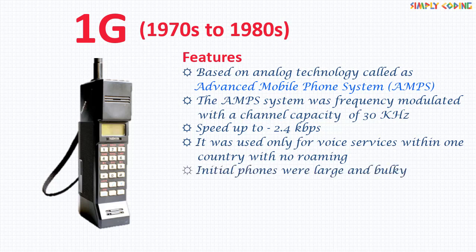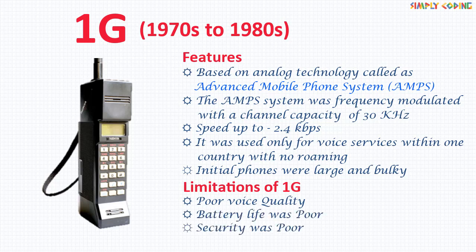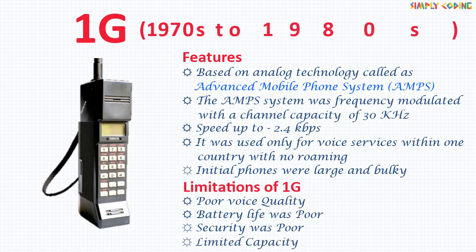The initial phones were very large and bulky. Other limitations of this generation were that it had poor voice quality. The battery life was poor and the security was also limited. It also had limited capacity.